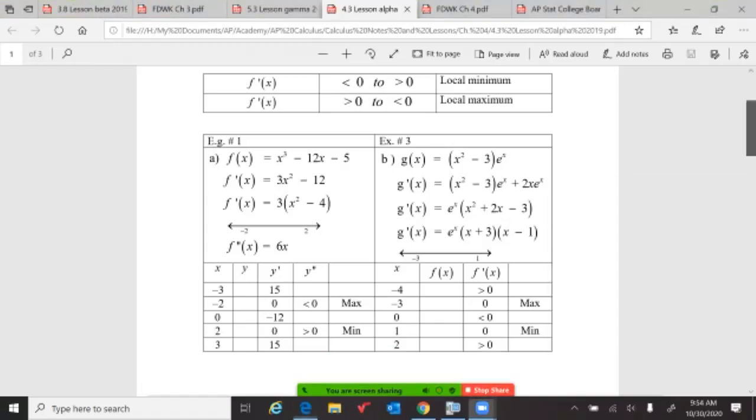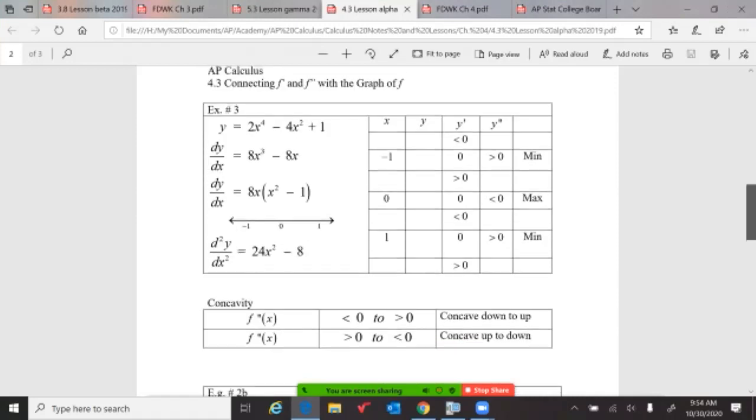Okay, problem 3. What happened? Y is 4th degree. The derivative is 3rd degree. The greatest common factor on both sides of the subtraction is 8x, and you have to consider the square. So this is 3rd degree.